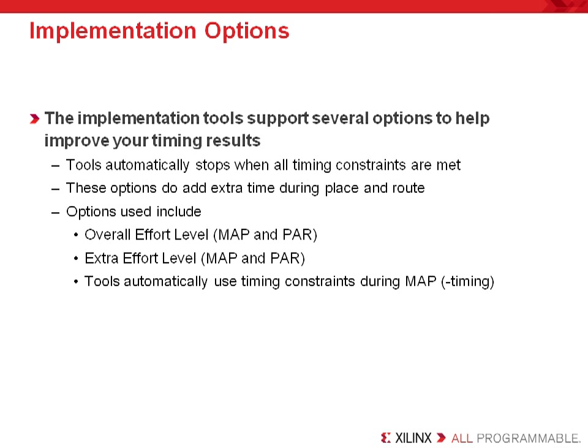After synthesis, the implementation tools include several options that can manipulate the place and route solution found. These options are covered as part of the Designing for Performance course, but some of the best functionality includes the overall effort level for both map and par, which will allow the tools to work harder on map and par. The extra effort level will sometimes help you get better performance, but sometimes does not, at the expense, again, of a longer implementation time. And then finally, the use of the tools automatically using timing constraints during map, which is called the dash timing option. This will guide the tools to actually group the logic closer together, even within CLBs if possible, and that will allow for minimum routing delay to be needed.